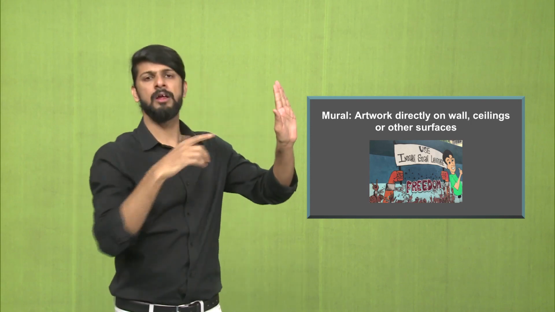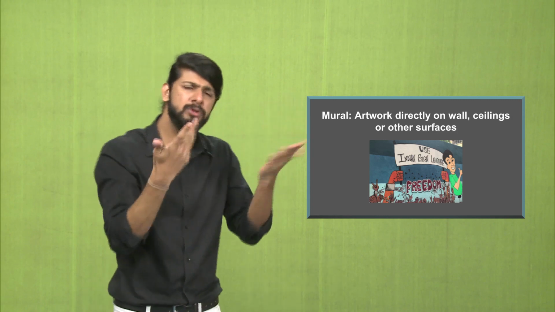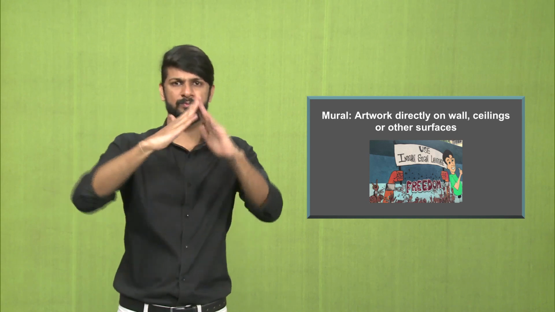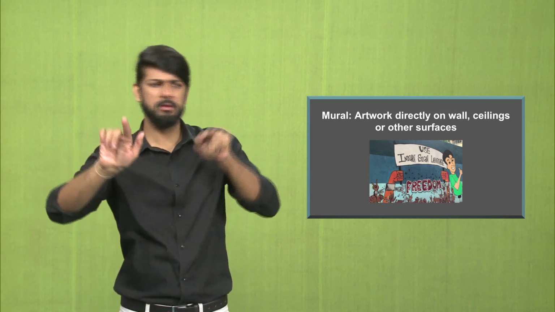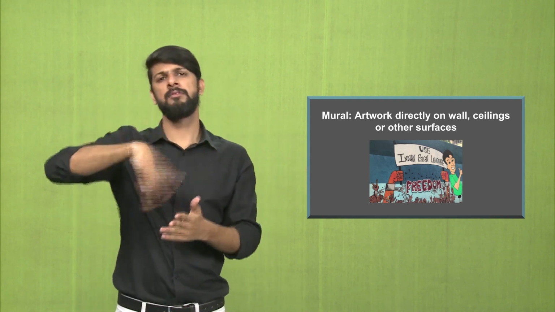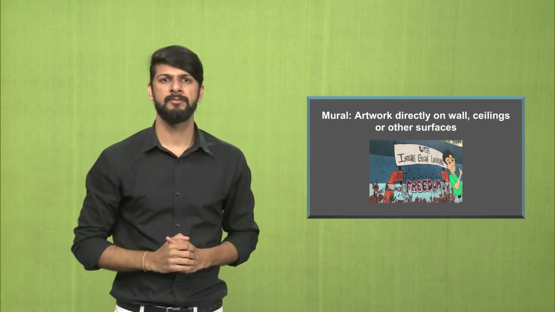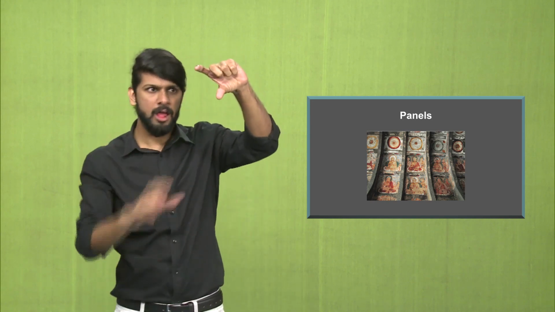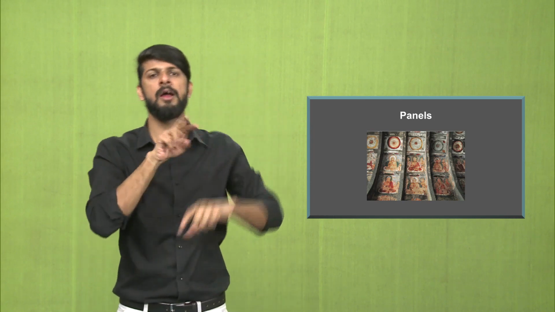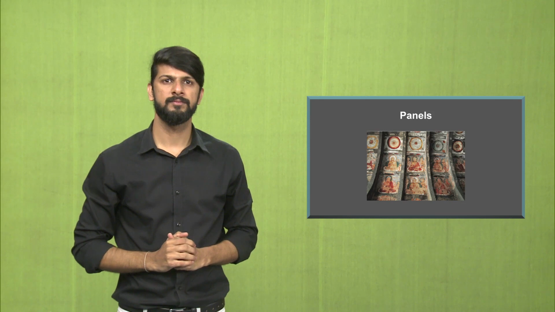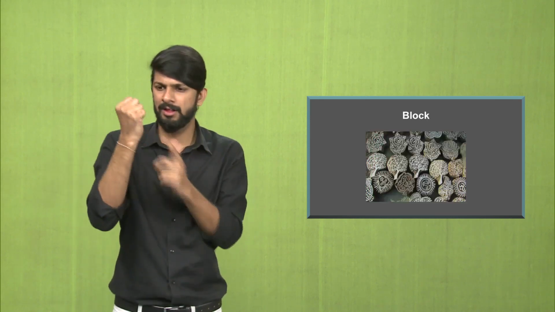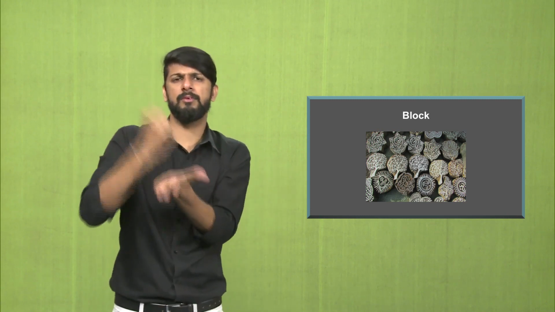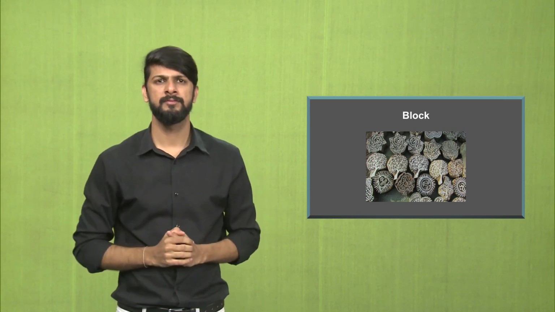Mural is a kind of artwork which is made directly on a wall or a ceiling or any kind of surface. For example, at your home, the floor or the wall, wherever you want to make a painting, it is known as a mural. Panel, as seen in the picture, these brackets of paintings are done in different panels. Block are the clay, wooden, stone or whatever material is used for the printing.